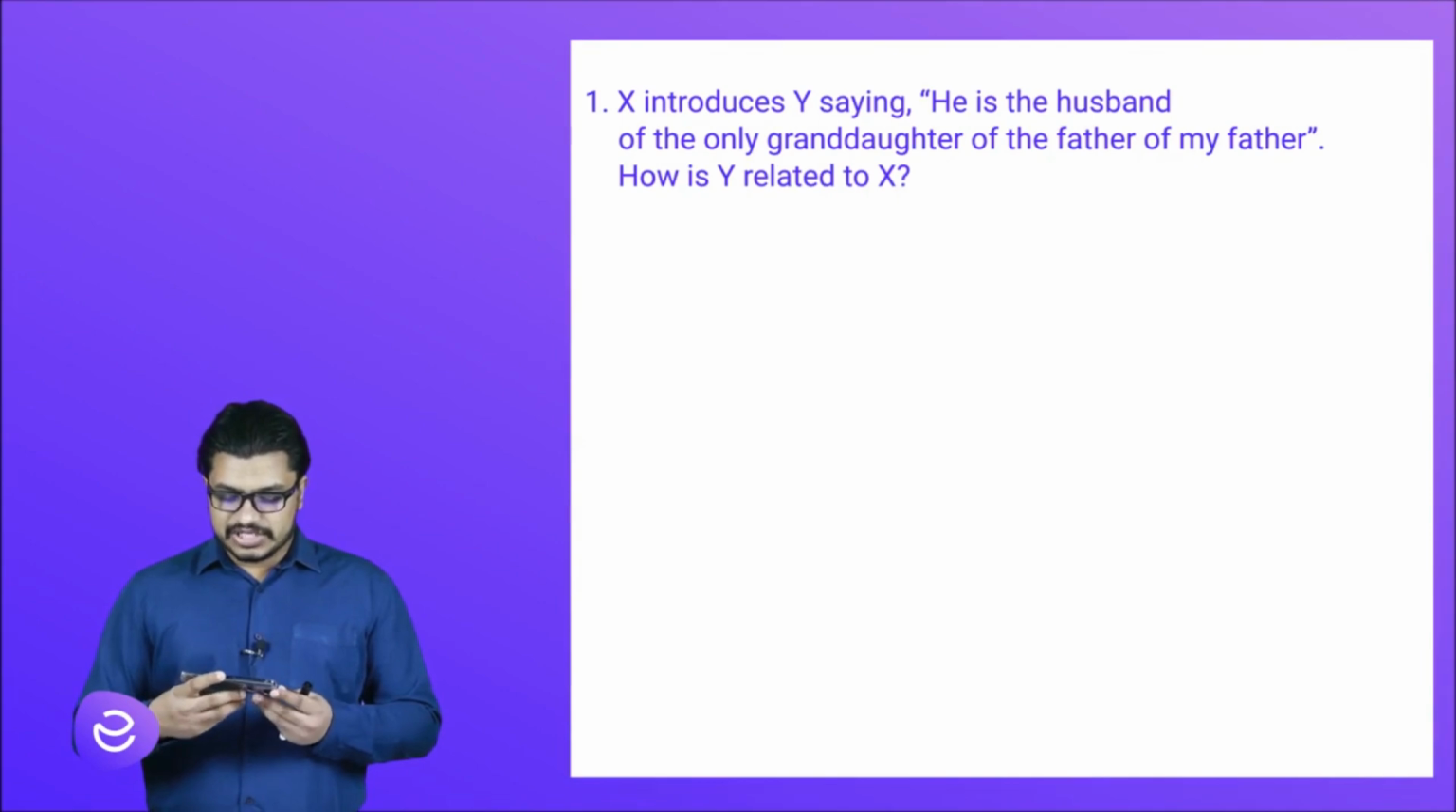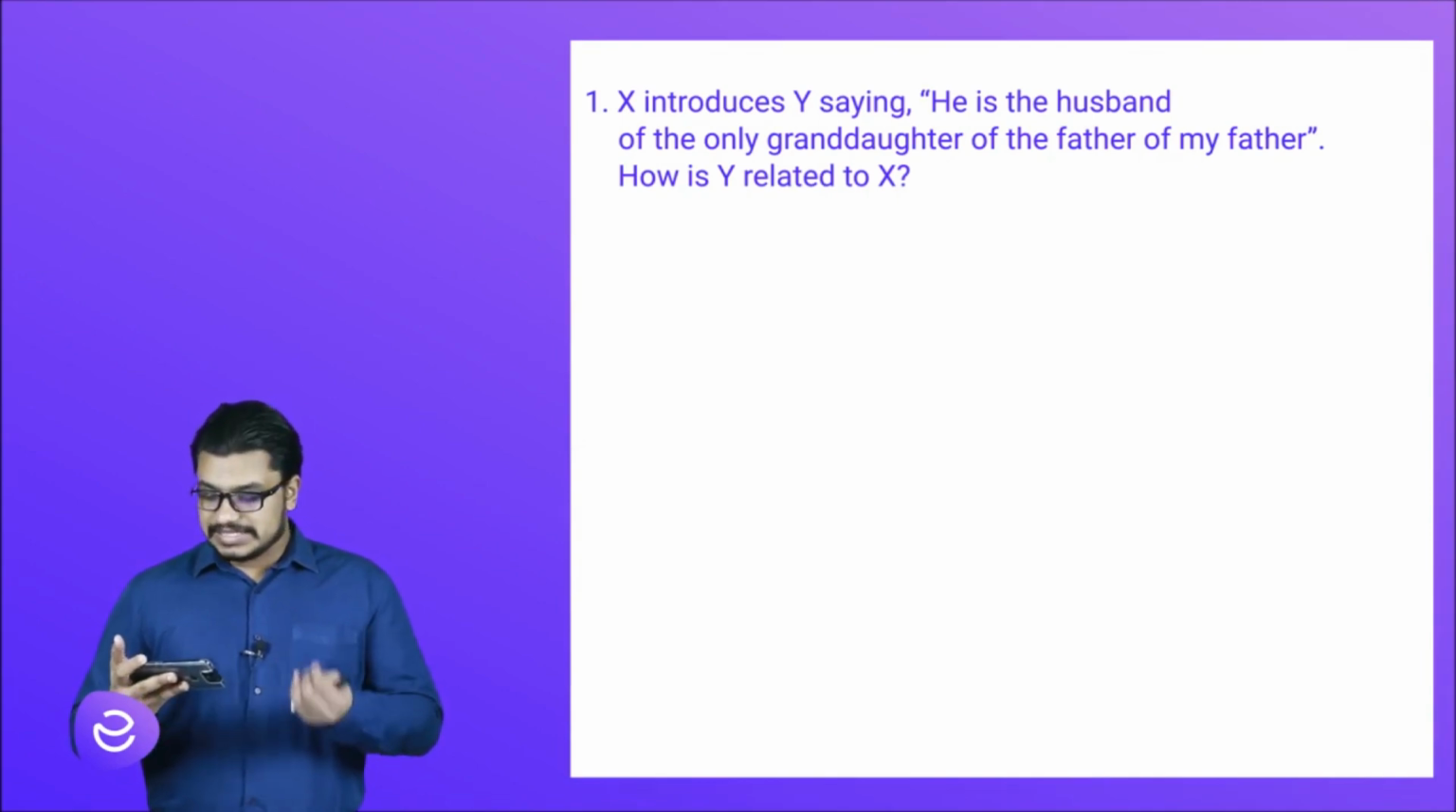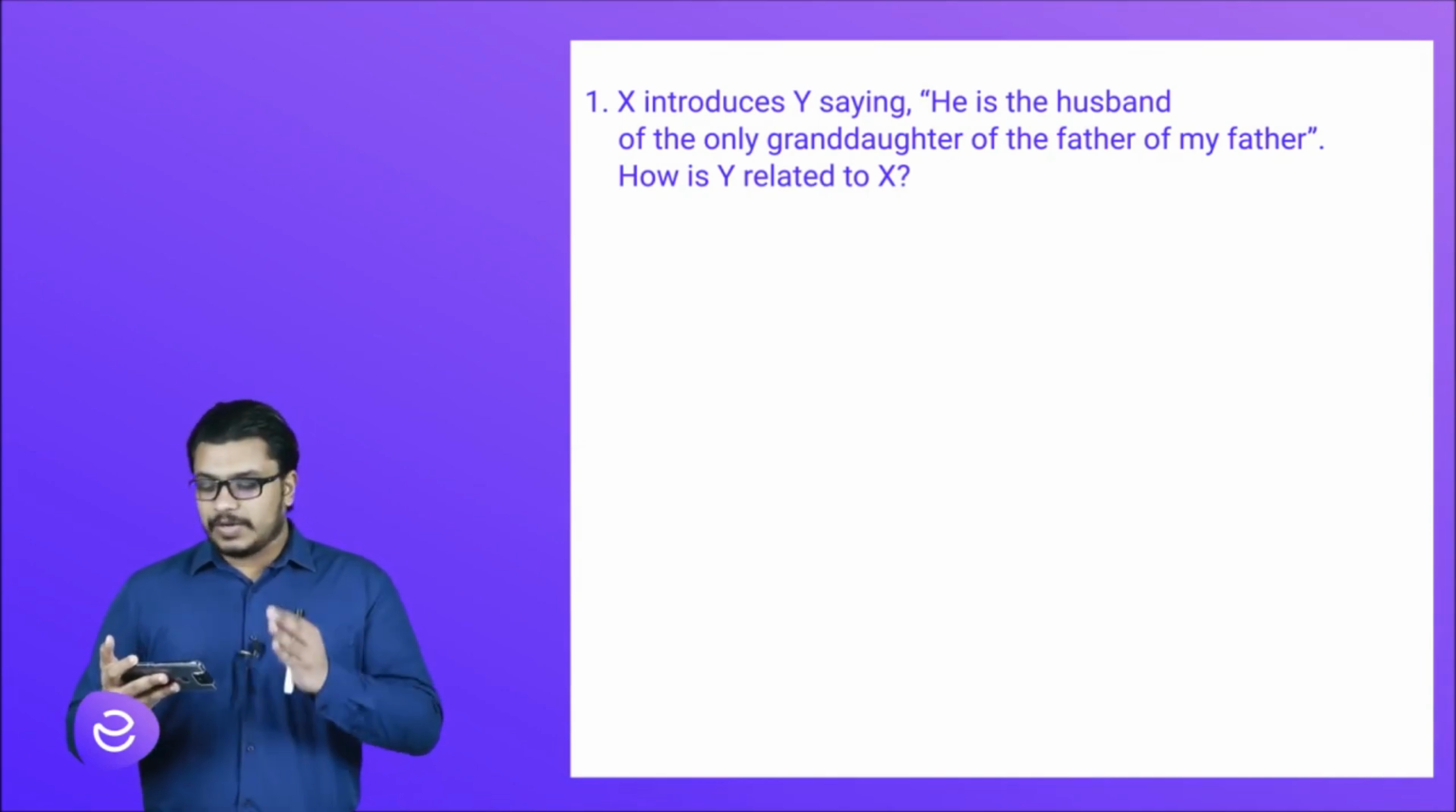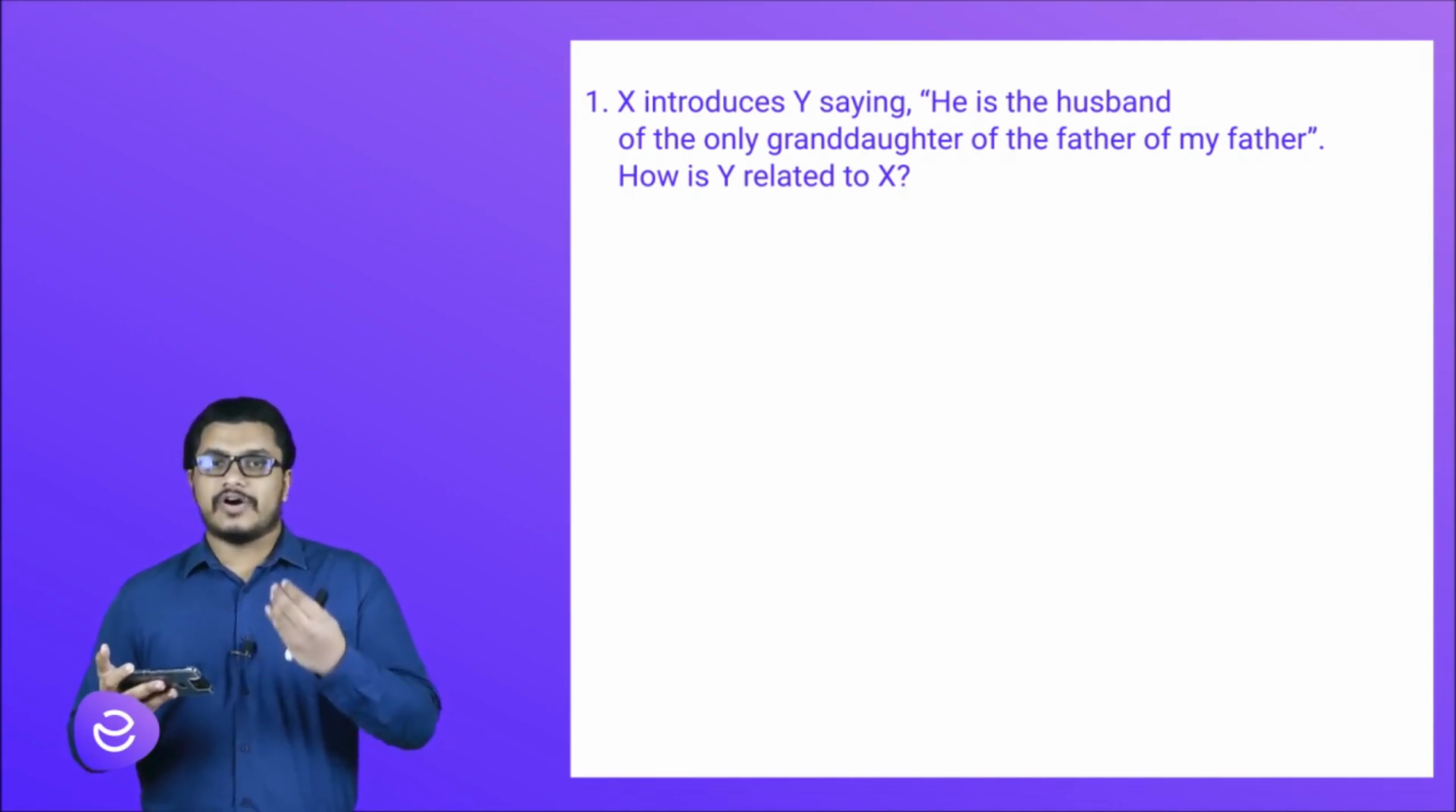So now we'll be starting with some sample questions of blood relation. We've already discussed the guidelines, so based on those guidelines, we'll be starting with some sample questions. The first sample question: X introduces Y saying that he is the husband of the only granddaughter of the father of my father.